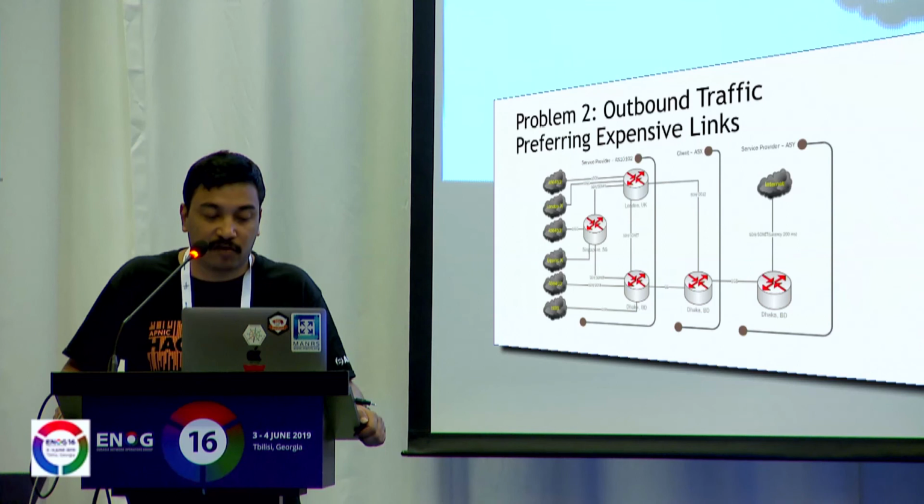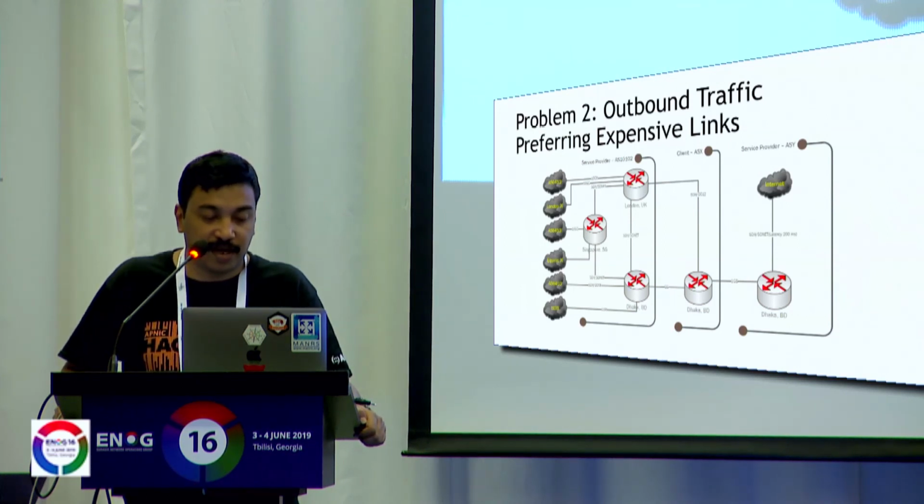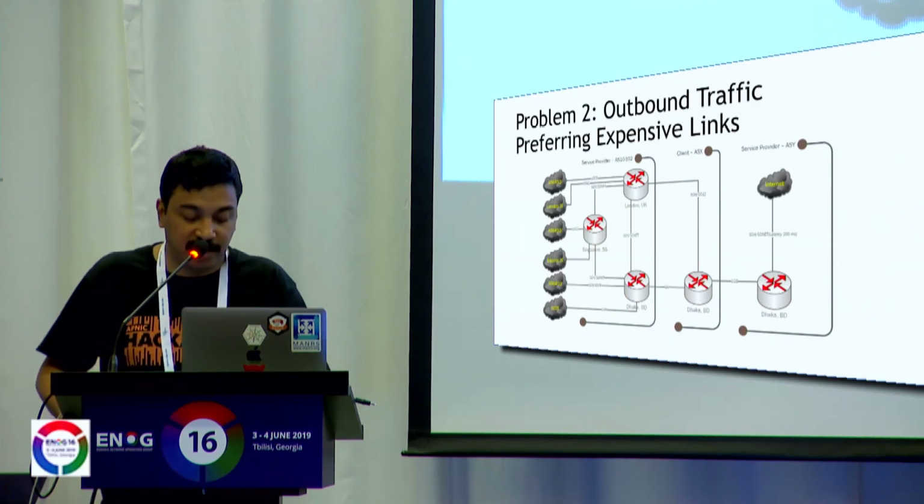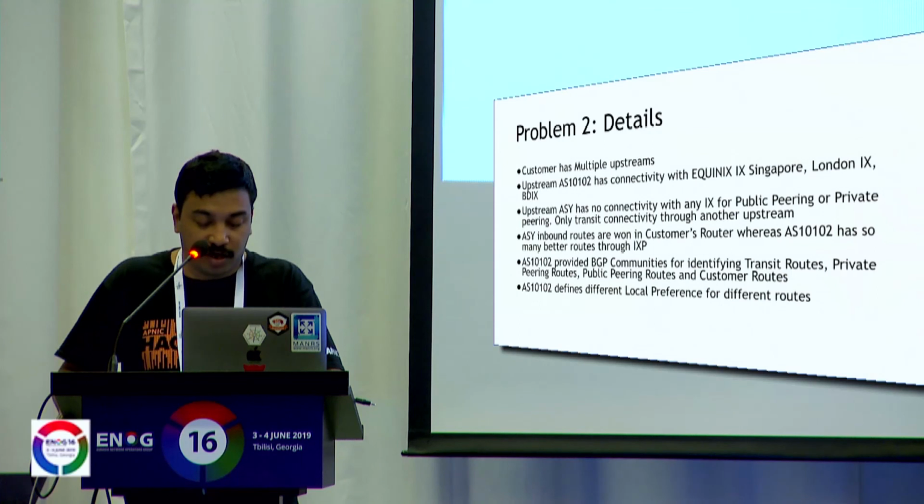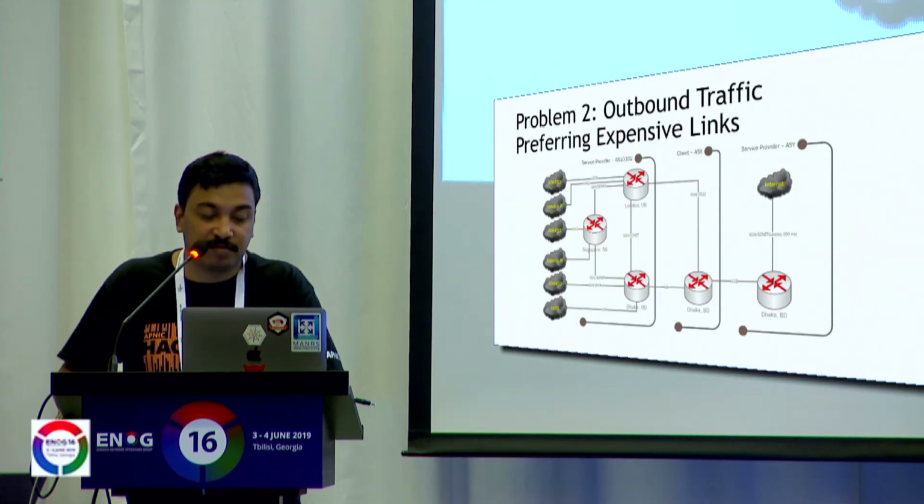As you remember from the image, ASY does not have any connectivity with any internet exchange points, but AS10102 has connectivity with London IX, Equinix IX, and BD IX. So these IXP-generated routes are tagged with 10102: where the starting digit is 2 or 3.